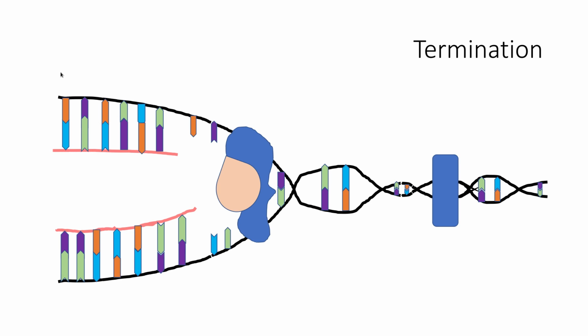Once the ligase is removed, 2 strands of DNA are left. So, in conclusion, DNA replicates through initiation, elongation, and termination.